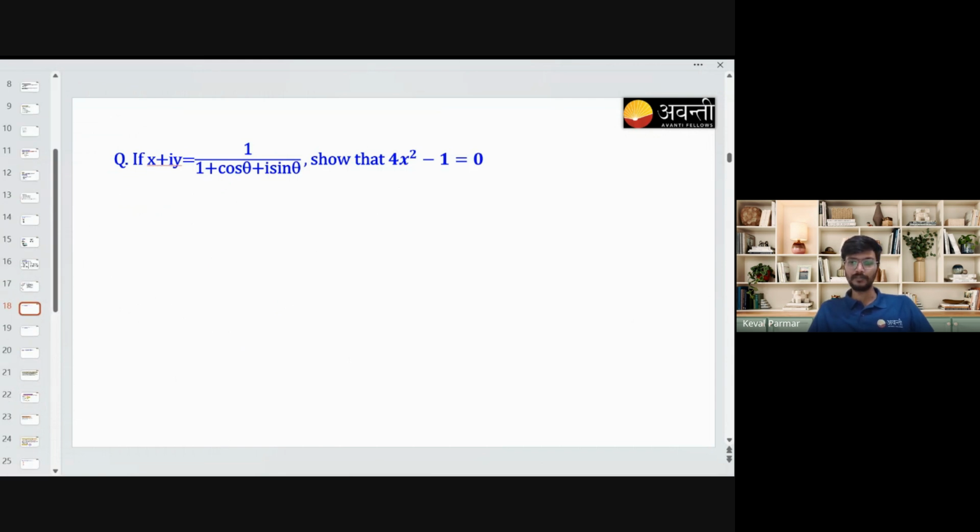This is a nice question. I personally like this question very much because trigonometry is involved here. So okay, what do we have here? We have to show that this is equal to 4x squared.